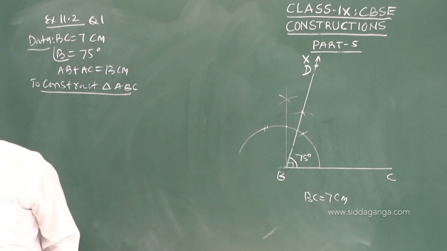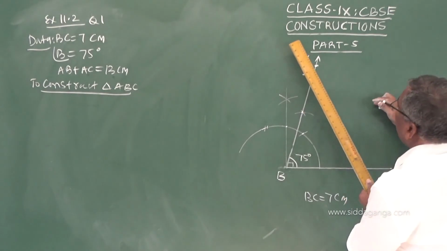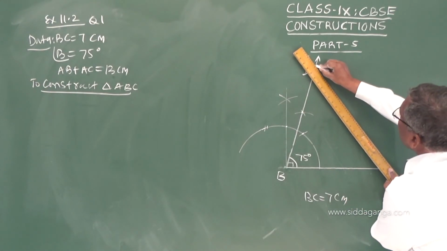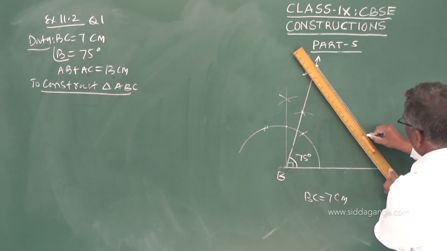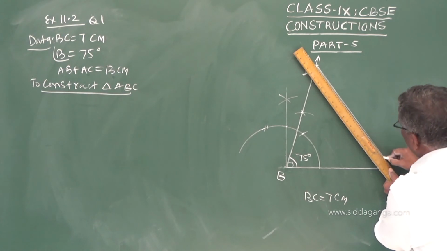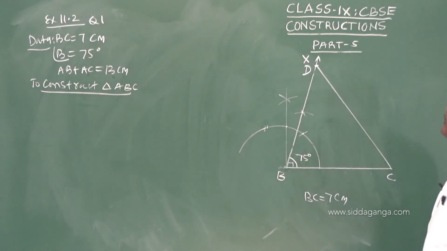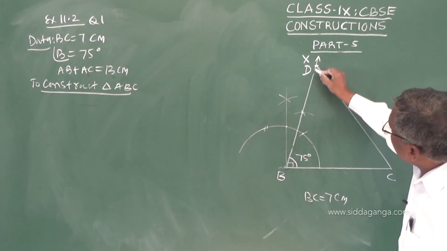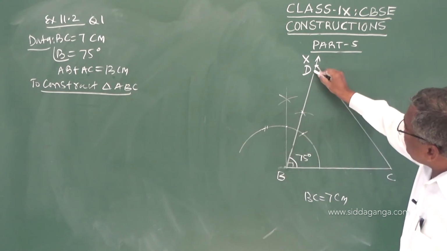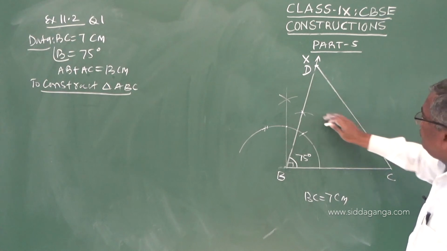Now join DC. We got point D, join DC. Remember, it is not point A, it is point D. Still we have to get A. So this is point D. Here BD is equal to AB plus AC, which we have taken. Now join DC.